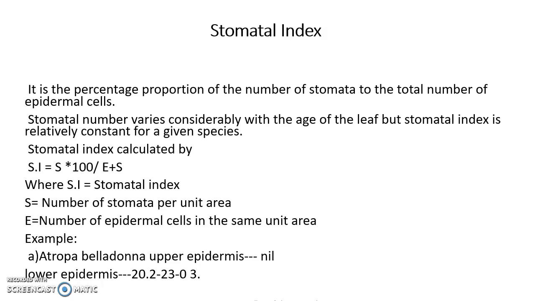Now the stomatal index is calculated as: stomatal index equals S into 100 divided by E plus S, where S is the number of stomata per unit area and E is the number of epidermal cells in the same unit area. Example, Atropa belladonna: upper epidermis has no stomata, while the lower epidermis is 20.2 to 23.